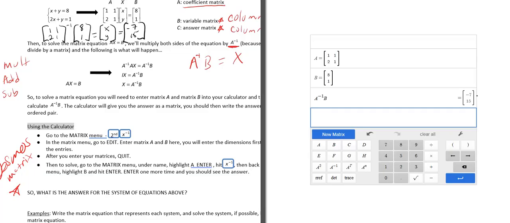Remember, X was at top. X equals -7, and not B. I don't know why I put B, sorry. And Y equals 15. That will be your answers to this right here. So X and Y.